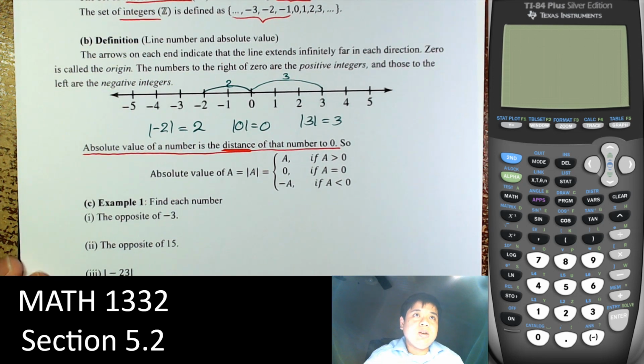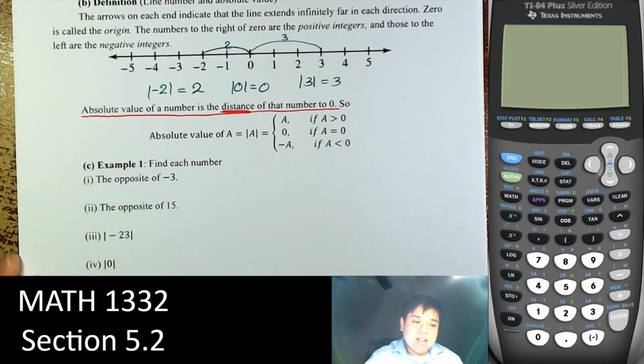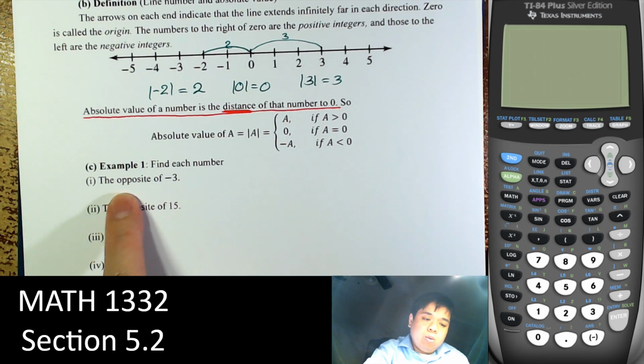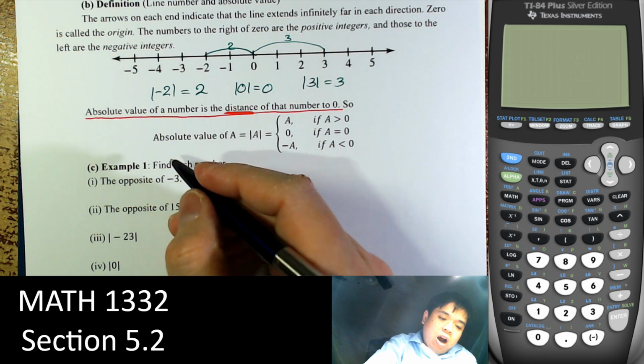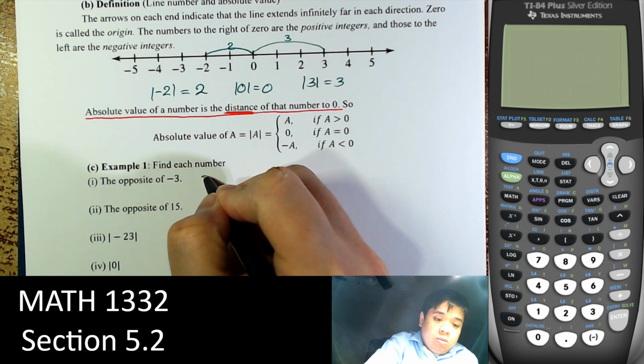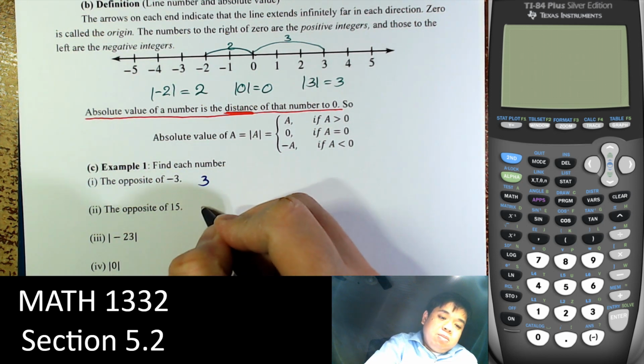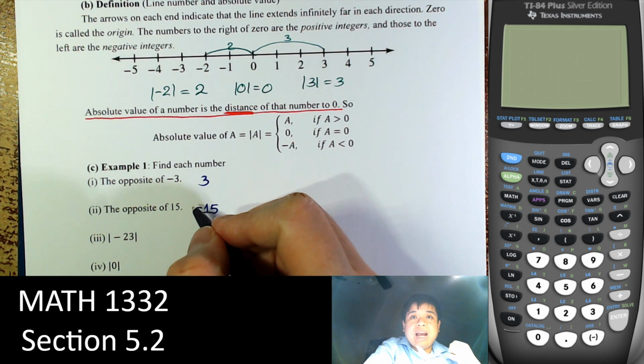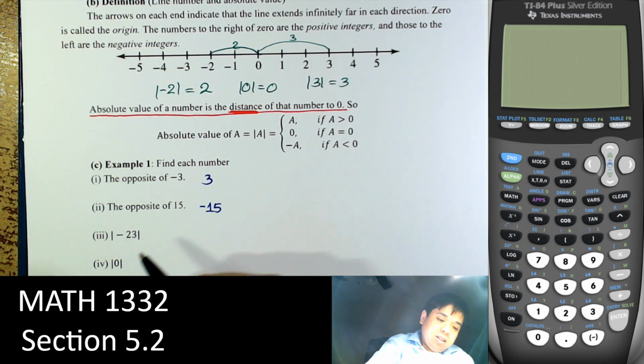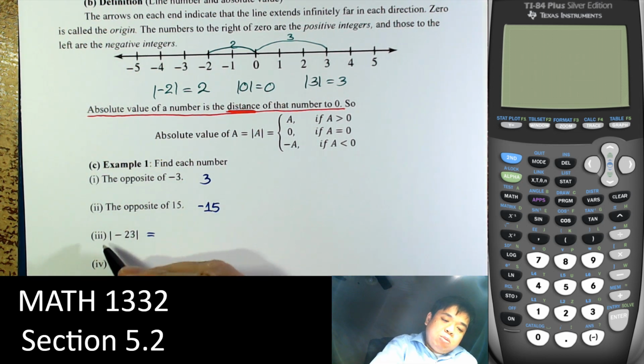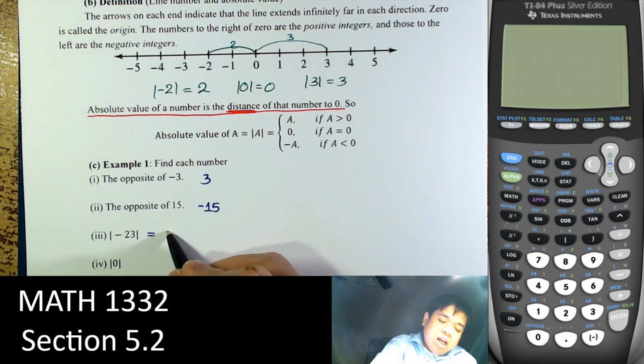Right, let's look at this example. What is the opposite of negative 3? The opposite of negative 3 is 3. The opposite of 15 is negative 15. So either we put in a negative or we take out a negative, we have the opposite. What's the absolute value of negative 23? Well, from negative 23 to 0, that's 23 units. And the absolute value of 0 is 0.